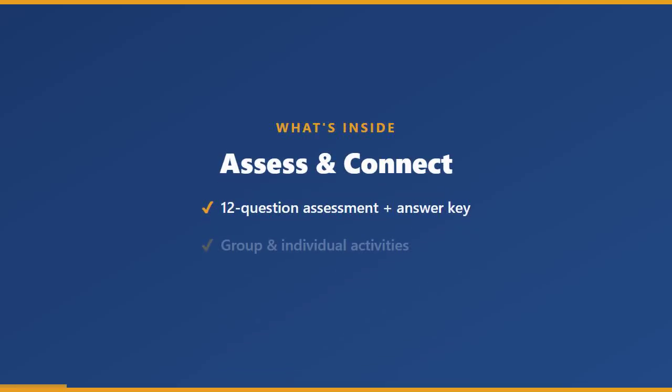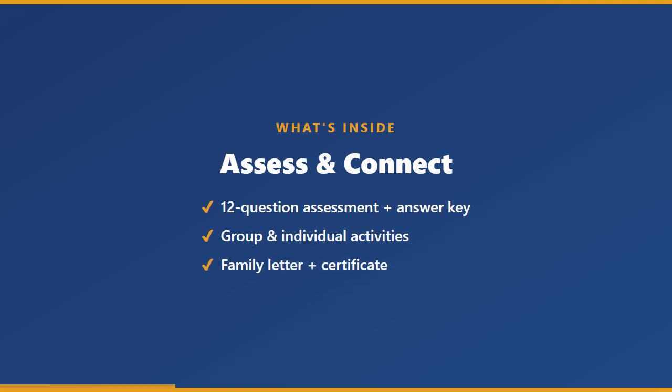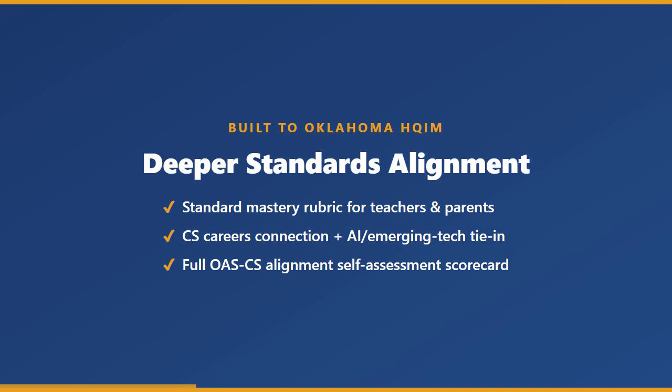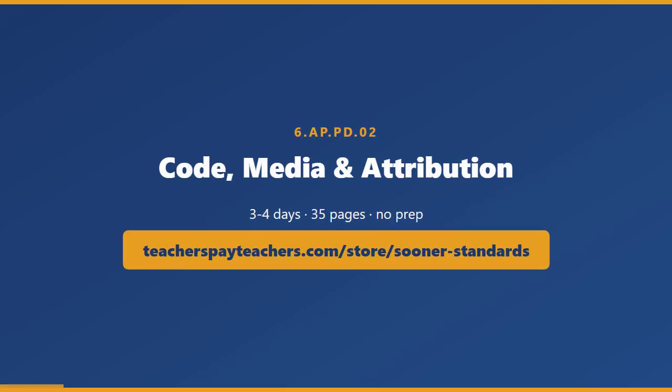This unit includes a standard mastery rubric for teachers and parents, a visual license comparison chart, a CS Careers connection, and an AI connection, all built to the Oklahoma HQIM rubric, plus a 12-question assessment with answer key, group and individual activities, vocabulary puzzles, a family letter, and a certificate of achievement. That's 3 to 4 days of no prep, HQIM-aligned instruction across 35 ready-to-print pages.